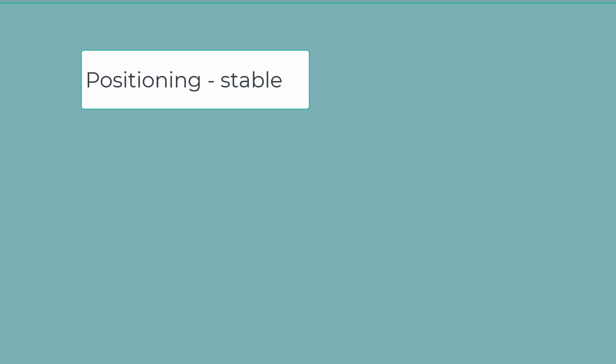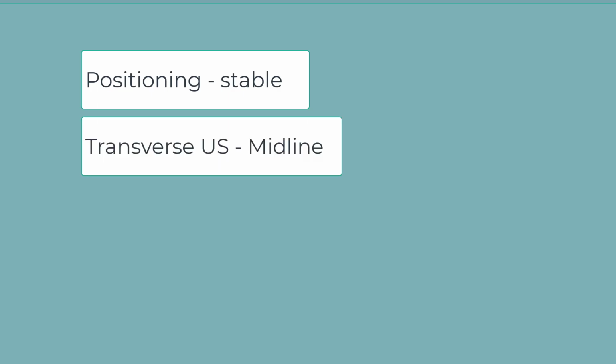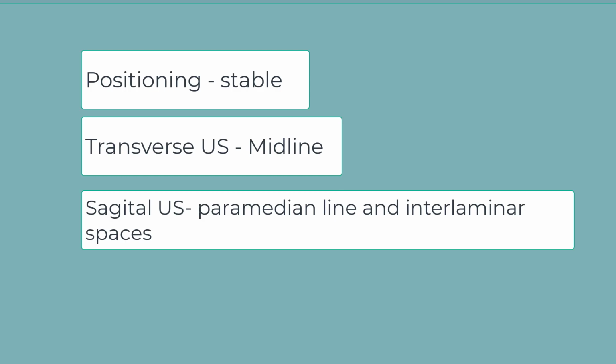I position the patient as per usual. I then use my ultrasound in the transverse position to find midline. I then turn it in the sagittal position, find my paramedian line and my interlaminar space, calculate my insertion point and trajectory, and I'll complete my epidural.